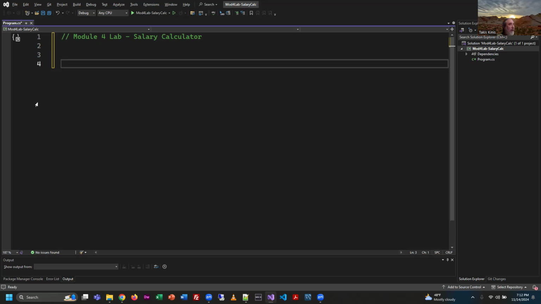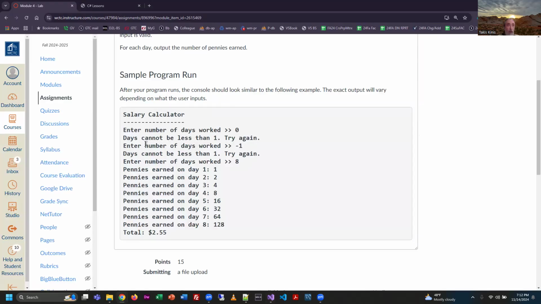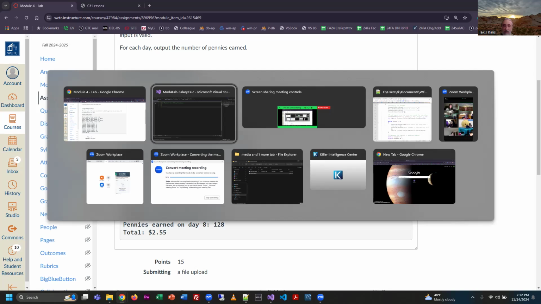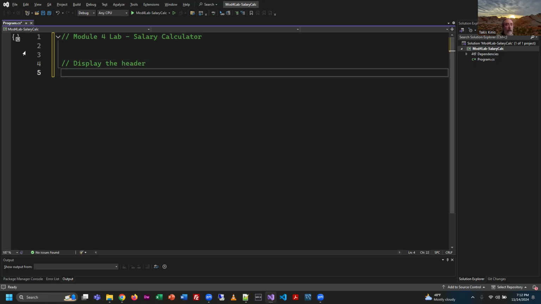All right. First thing we want to do is, well, looking at the program run, what's the first thing that happens? Well, they put the little title up there. Let's make a title. So I'm going to just flip back over here. I'll start with a comment and I'll say display the header. Okay, this is going to be a bunch of console write lines.